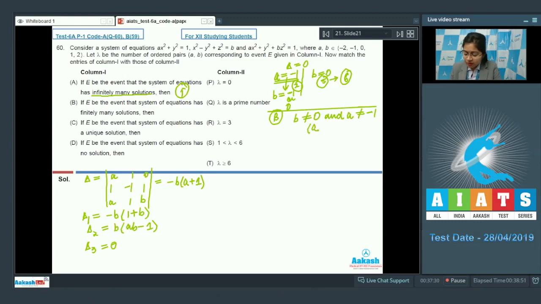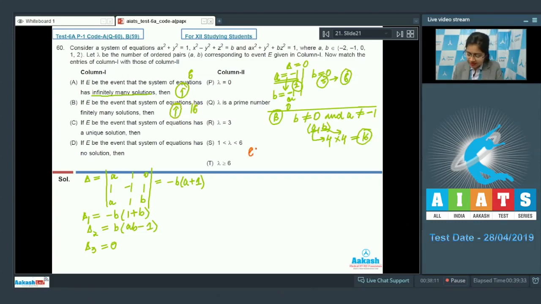So, the number of ordered pairs (a, b) that can be formed are, for a we have 4 possibilities and for b also we have 4 possibilities. So, in total we will have 16 such systems, right? So, the value of lambda will be equal to 16. So, we can say that option T is the correct answer. Here we got lambda equal to 6 and here we got lambda equal to 16.